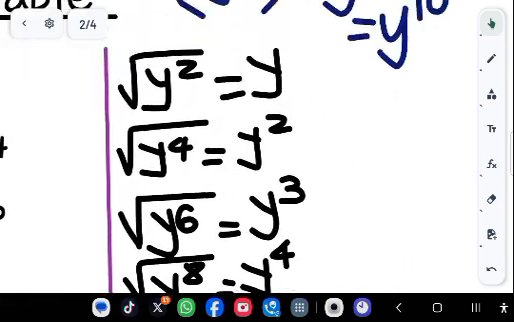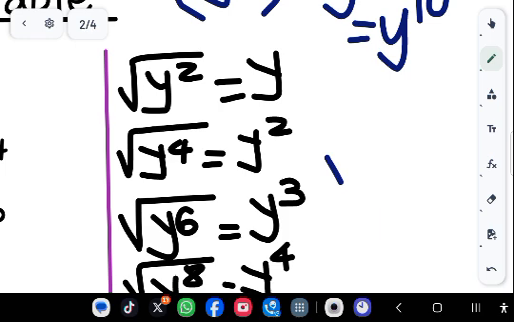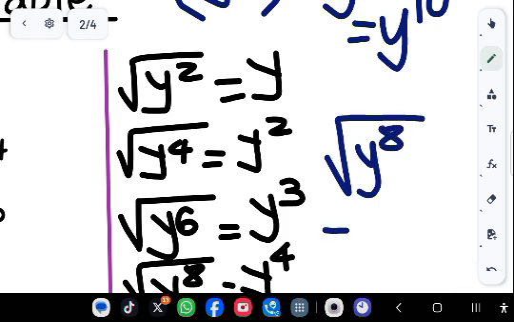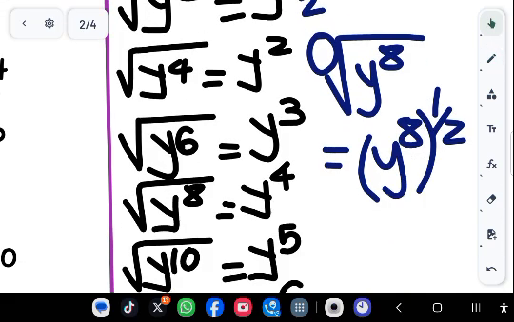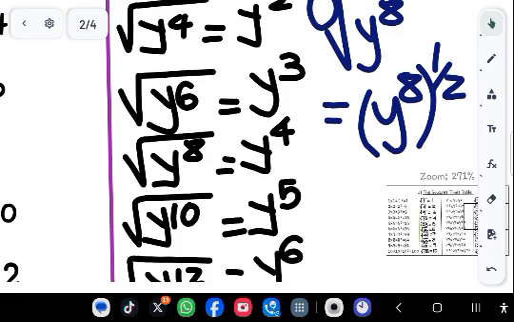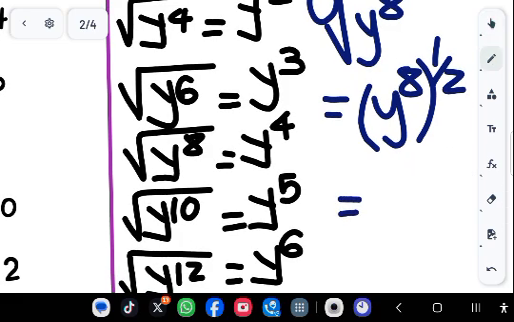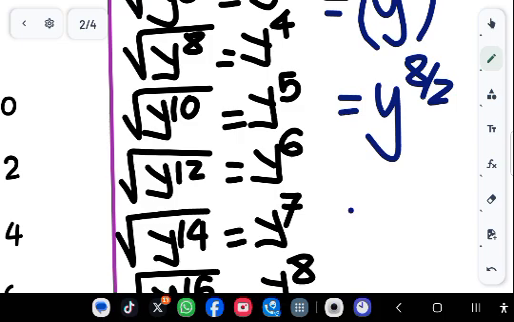Now I want you to notice something here. The square root of a number in general, let's use y to the power of 8. That means y to the power of 8 all to the power of 1 over 2. That's what this square root is, which is basically 2, but we don't write that because the assumption is that it is 2. And that gives us y to the power of 8 over 2. And 8 over 2 is equal to 4. And that's how you work that one out.